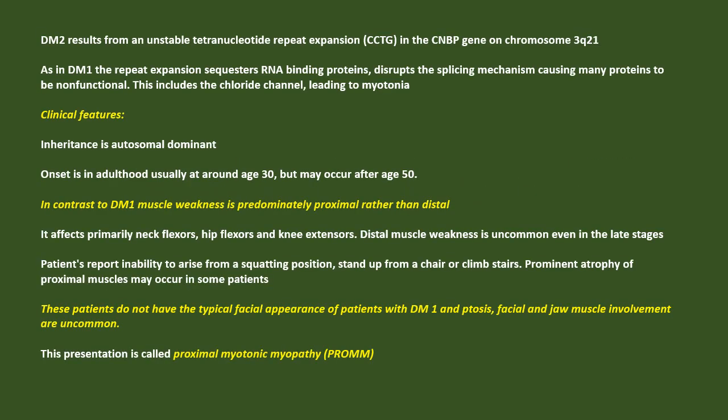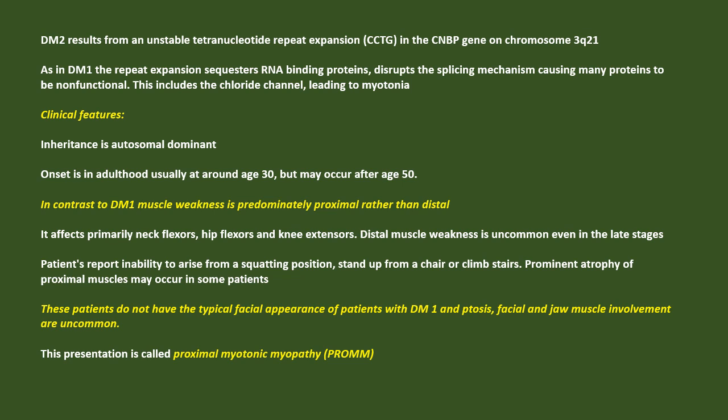DM2 results from an unstable tetranucleotide repeat expansion in the CNBP gene on chromosome 3q21. As in DM1, the repeat expansion sequesters RNA binding proteins, disrupts the splicing mechanism, causing many proteins to be non-functional. This includes the chloride channel, leading to myotonia.